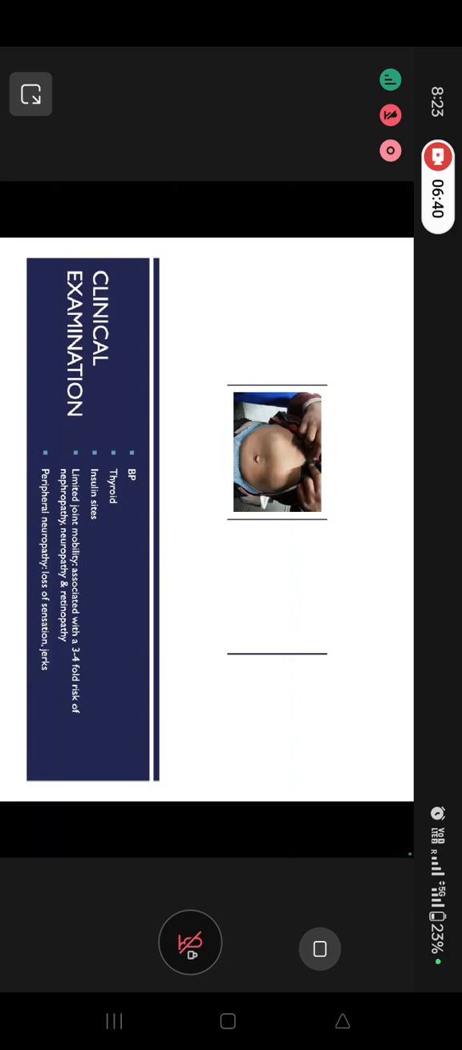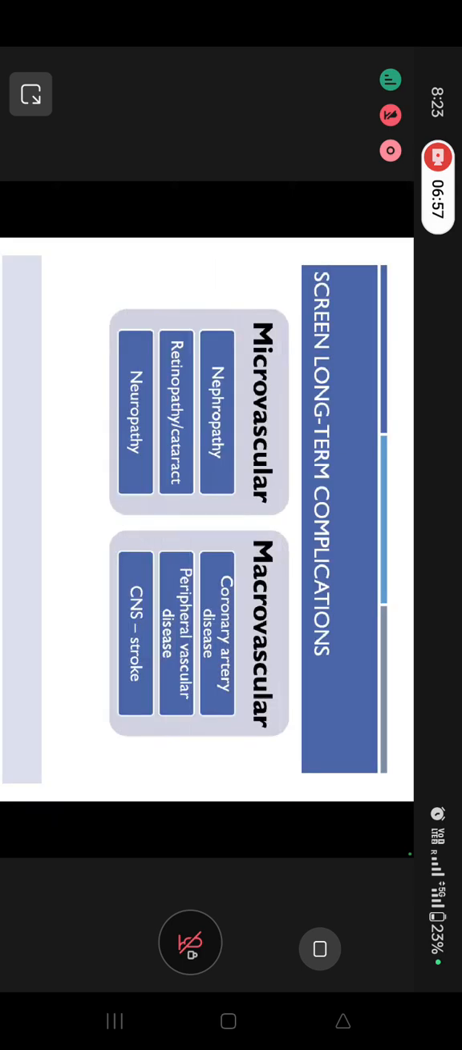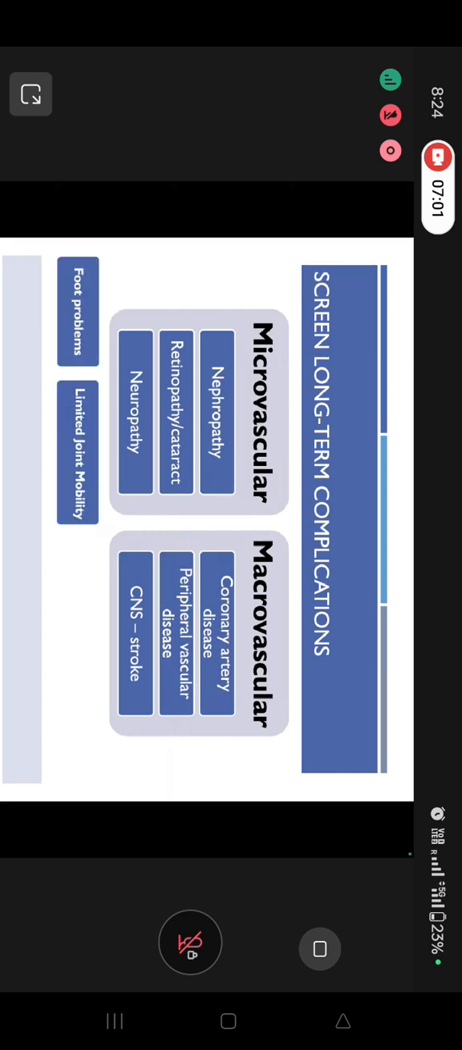Also tell them about the important chronic complications related to arthropathy, neuropathy, nephropathy and retinopathy. So this is all something which each and every physician needs to do. Also screen for all microvascular and macrovascular complications, the foot problems, the limited joint mobility, skin problems, and growth has to be emphasized at each and every visit.